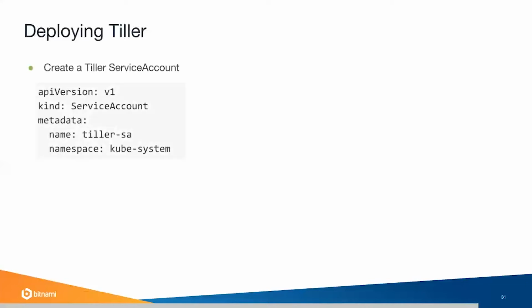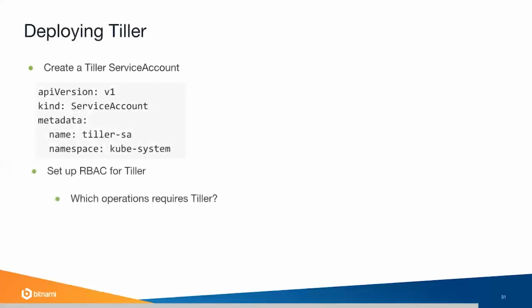So now let's go back to Tiller. What do we need to properly deploy Helm? We need to create a service account for the process inside the Tiller pod. And now here comes the interesting part. We need to set up RBAC.